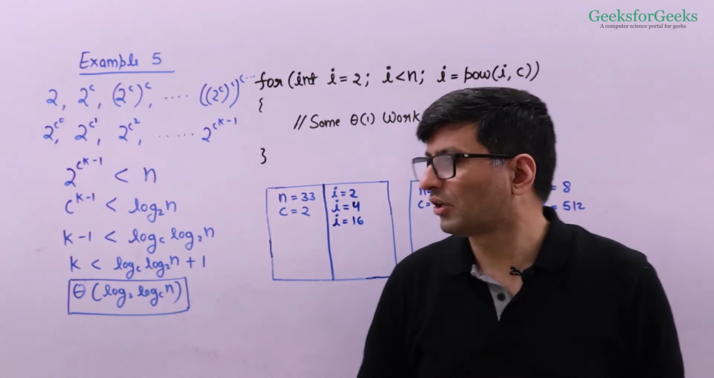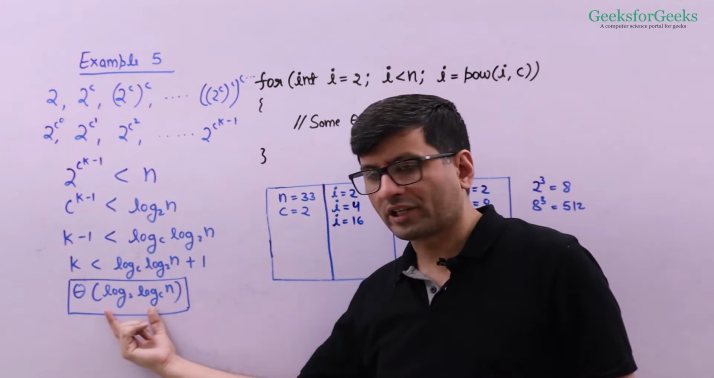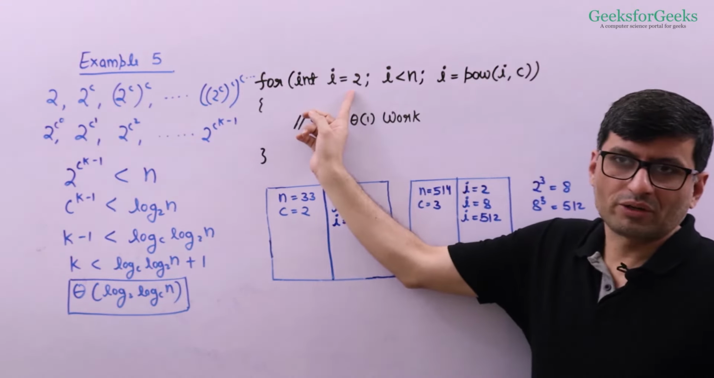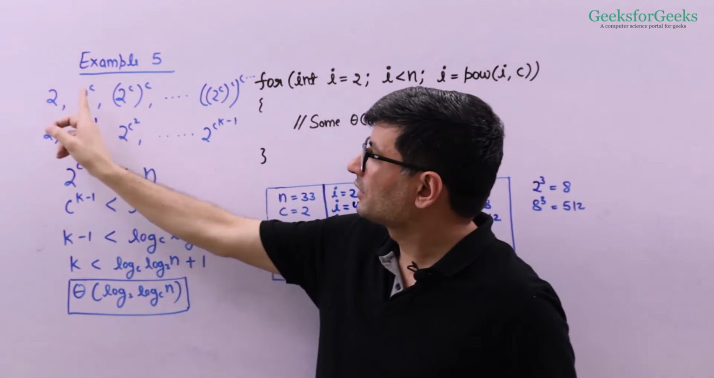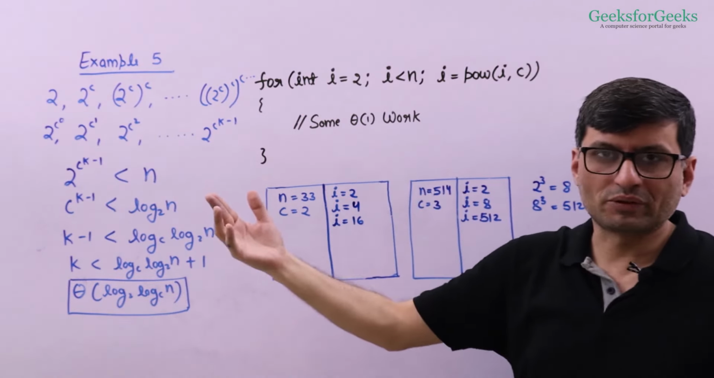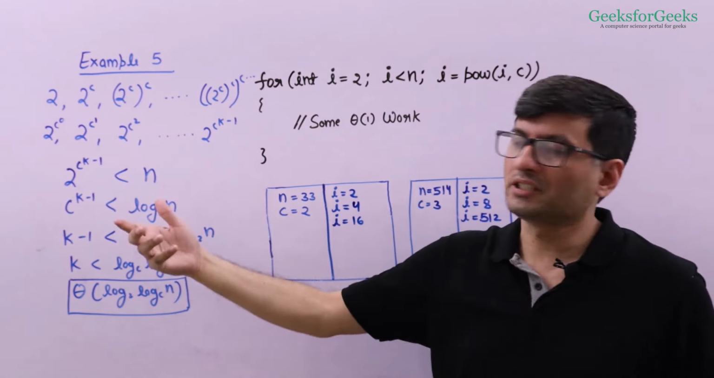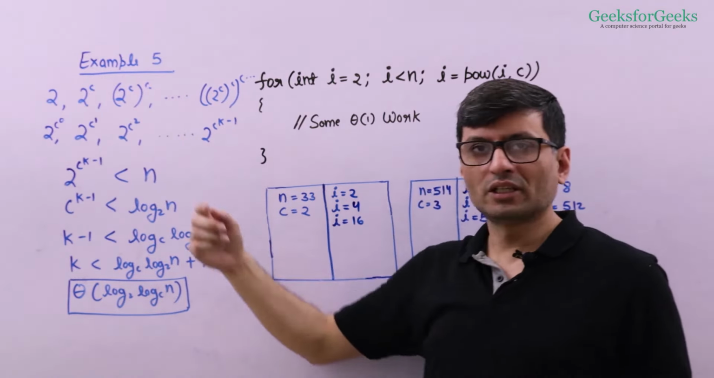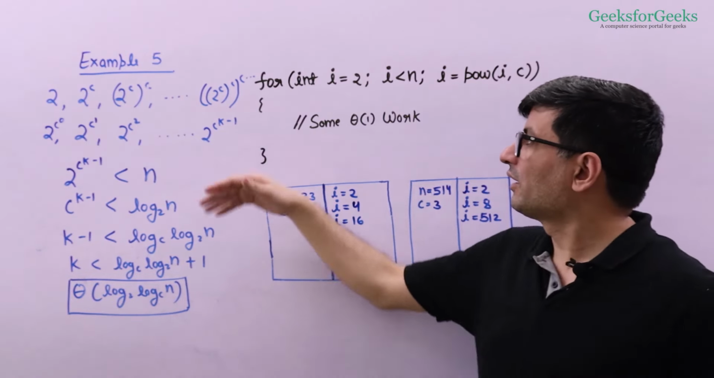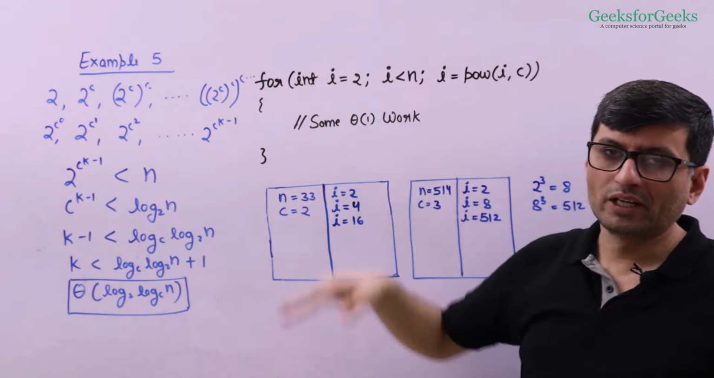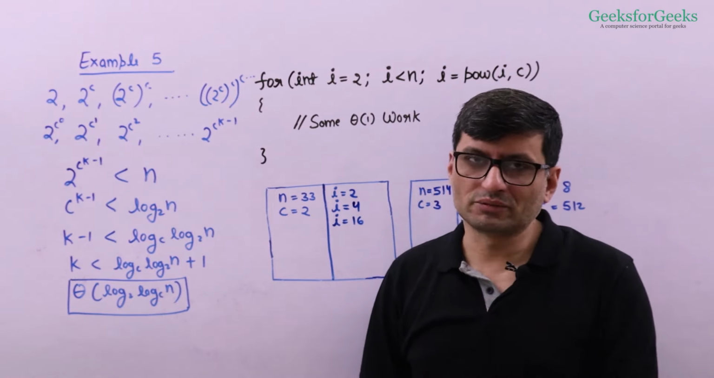The order of growth of this code is log n. Let's see how we get log n. We run from I equal to 2. So we have 2 first. Then we do 2 raised to the power c. So we have 2 raised to the power c. Then we do 2 raised to the power c power c, right? So 2 raised to the power c power c. Then we keep on running this way and we have 2 raised to the power c power c power c and so on. Let's say this loop runs k times, right?